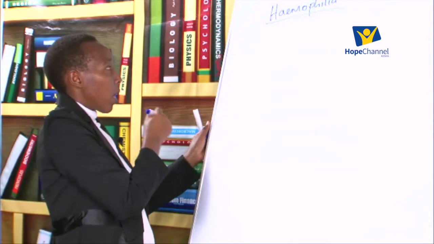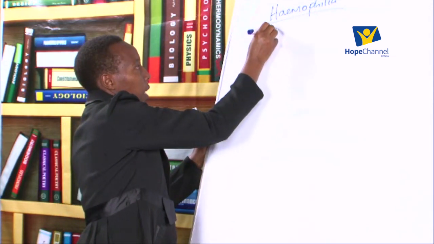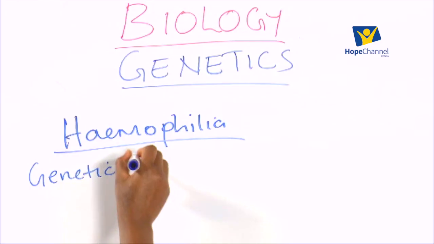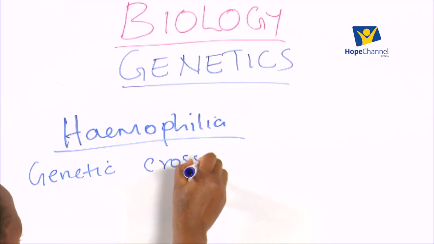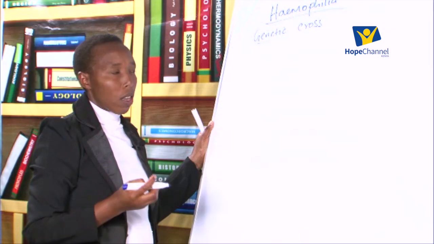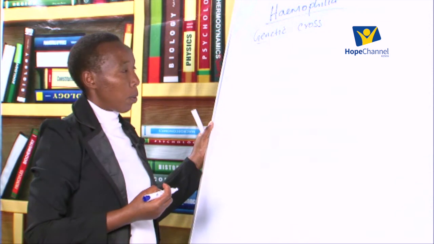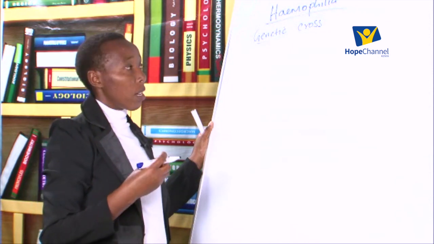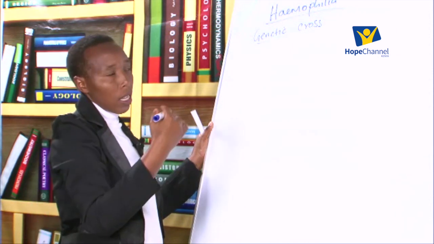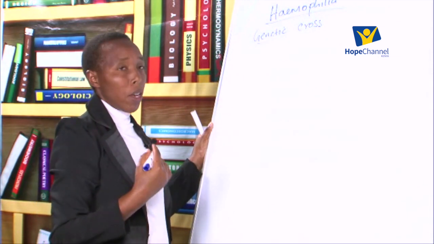Now, we said that anytime we do a genetic cross, there are 5 steps that we follow. Remember, the first step, we need to identify the parental phenotype. The second step, we get the genotype. Then we get the gametes. And of course, we said that gametes are formed during meiosis.